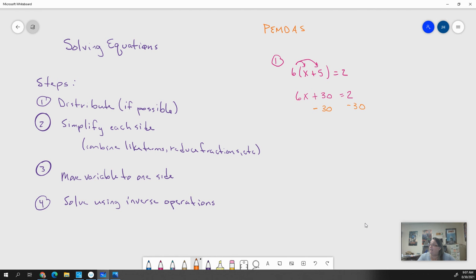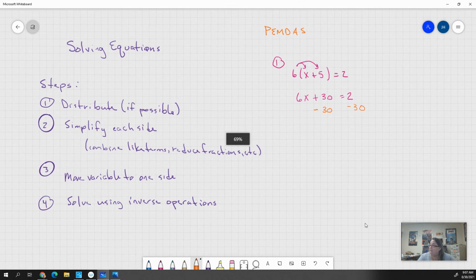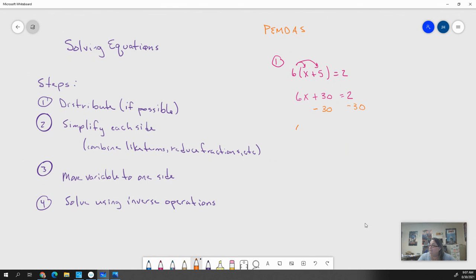So we have 30 being added, so we're subtracting 30. And that is going to give me 6x. These cancel, right? 30 minus 30. 2 minus 30 is negative 28.